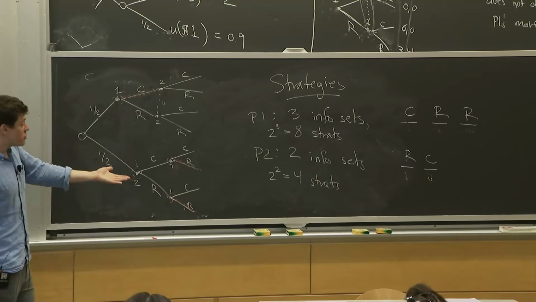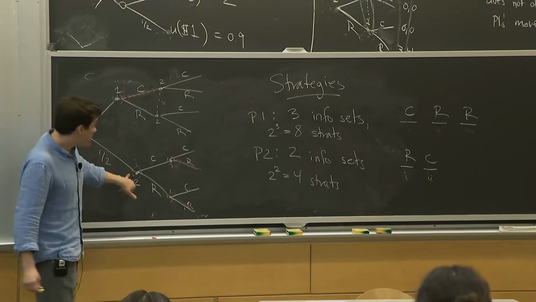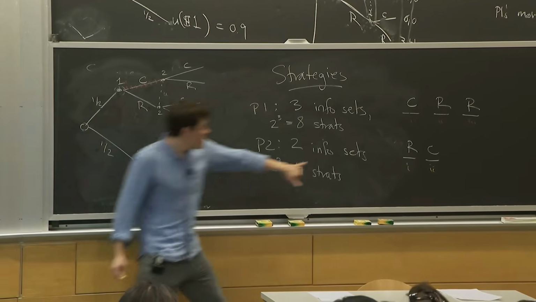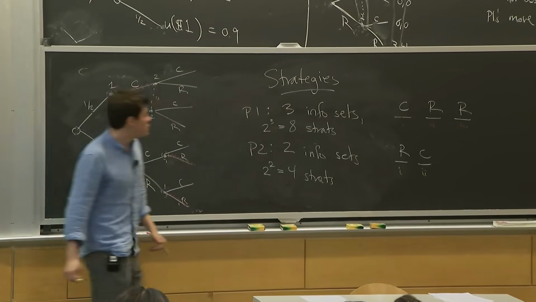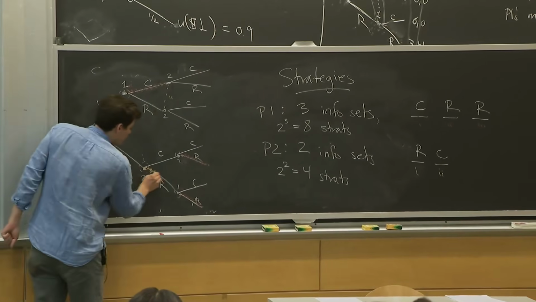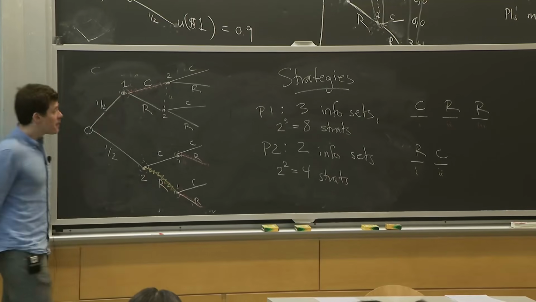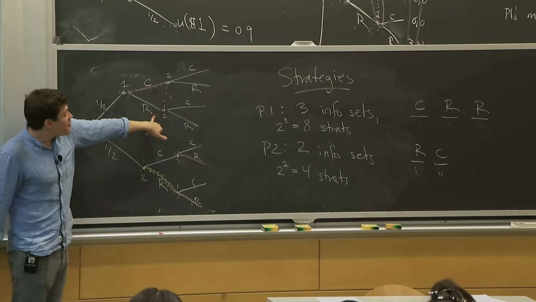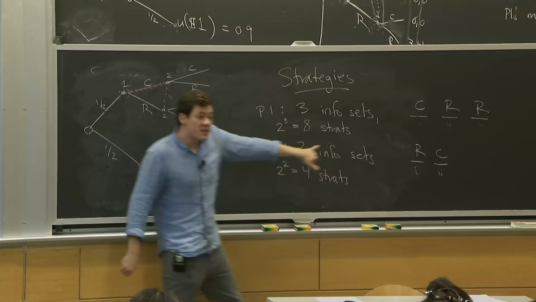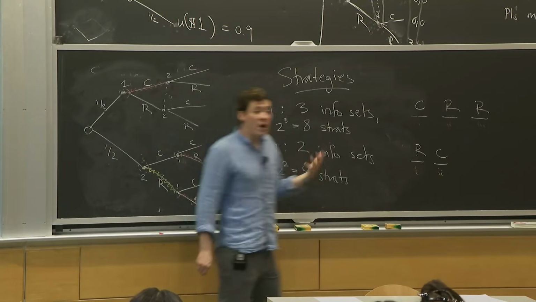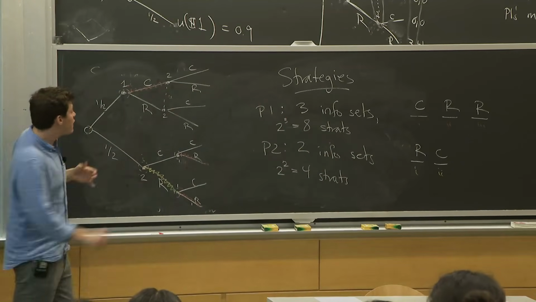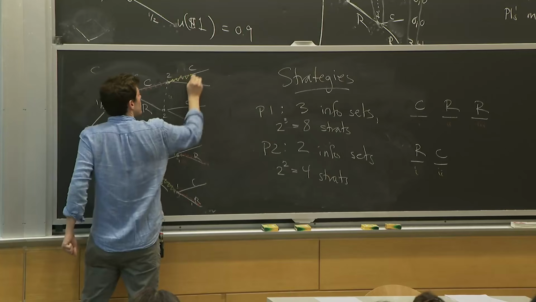Now let's go to player 2. At this contingency, this is information set 1. Player 2 chooses R. So I'll fill this in with R here. And now this one is trickier. At this information set, she chooses C. But now what do I fill in? Well, what I have to do is fill in C at both nodes.